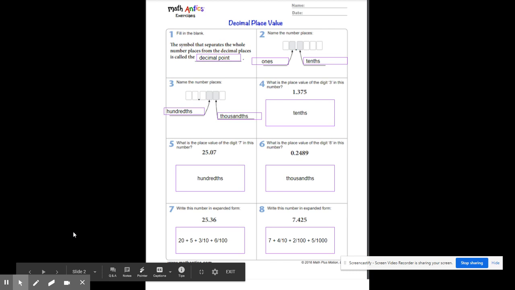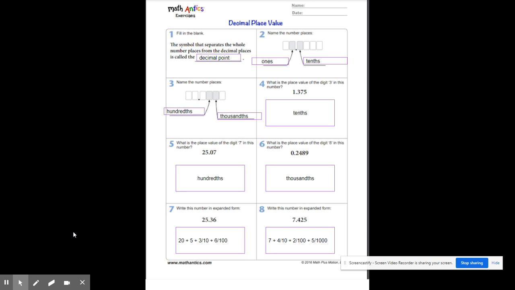This was from our video we watched the other day, the Ed puzzle. You can see the answers: decimal point, ones, tenths place. Make sure you put the TH on the end of the decimal places, hundredths and thousandths. The 3 is in the tenths, the 7's in the hundredths, the 8's in the thousandths. Then it's 20 plus 5 plus 3 tenths plus 6 hundredths, and 7 plus 4 tenths plus 2 hundredths plus 5 thousandths. So you can check your work and ask a question if you have it.